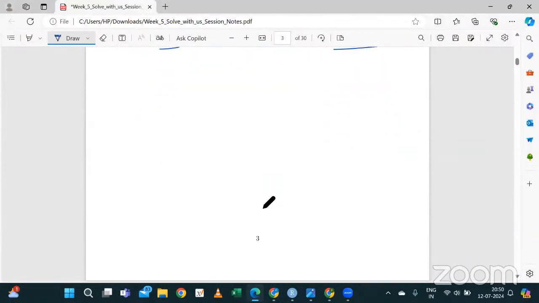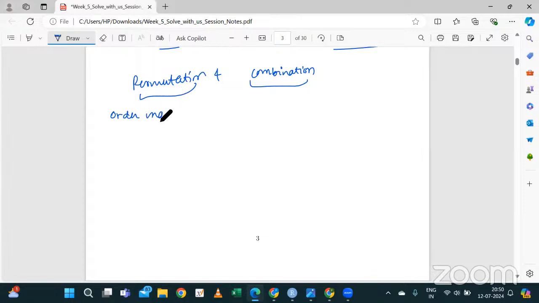Can any one of you tell me the difference between permutation and combination? In permutation, order matters. In combination, order doesn't matter. Permutation is arranging and combination is selecting. The major difference is arrangement and order.